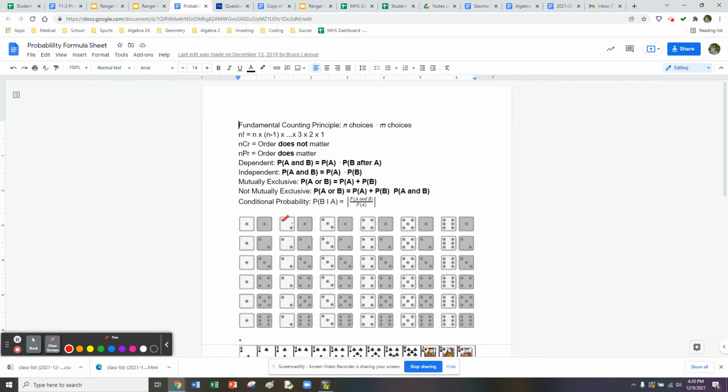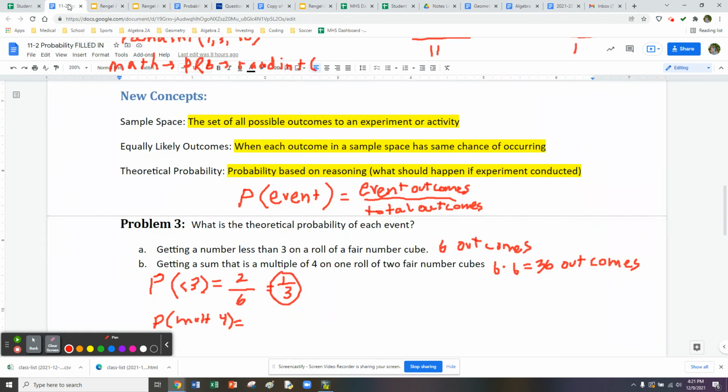So here you have all 36 options when you're rolling 2 dice. So any time you get a multiple of 4, which is adding up to 4, which you have 3 outcomes there, adding up to 8, or adding up to 12. Those are all multiples of 4. So we have 1, 2, 3, 4, 5, 6, 7, 8, 9 total outcomes. So we'd have a 9 out of 36 chance, which would simplify down to 1/4.